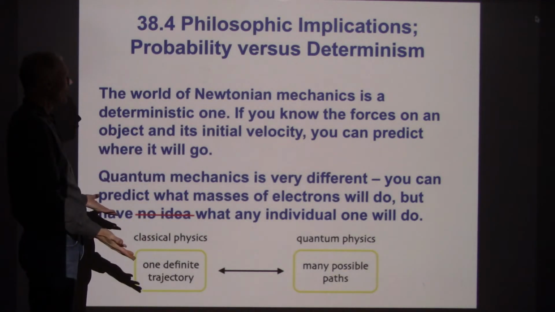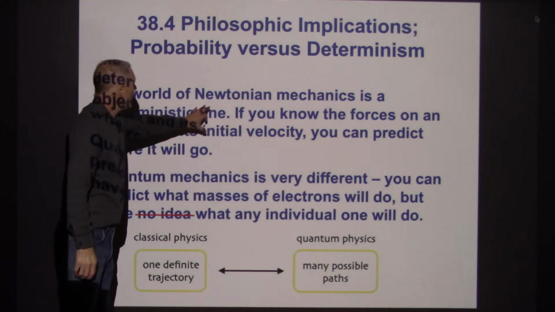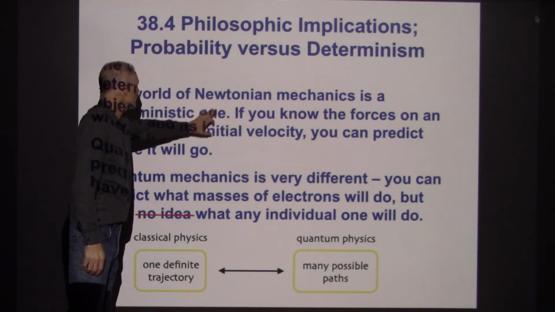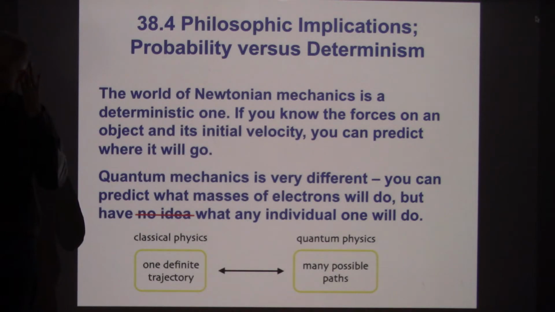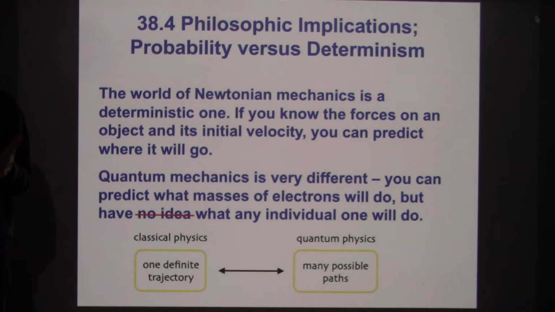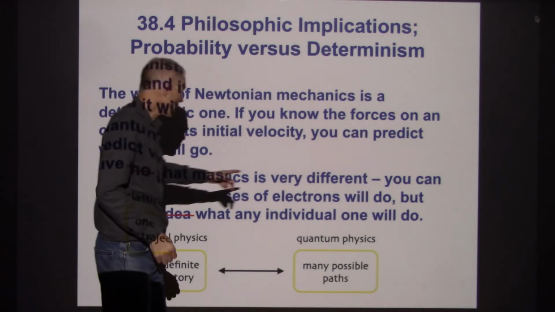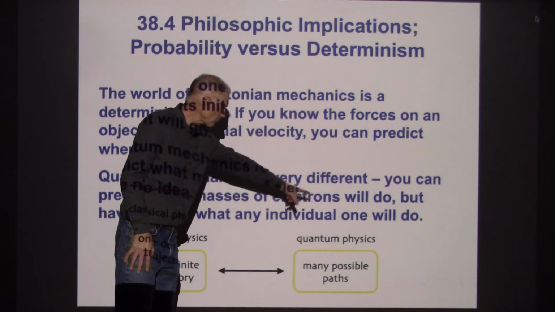this is our philosophy slide. Classical physics, Newtonian mechanics, is what we call deterministic. If you start with a certain set of conditions, if you throw something, it always follows the same trajectory if you throw it at the same speed under exactly the same conditions. Quantum mechanics says no. There are actually many possible paths.